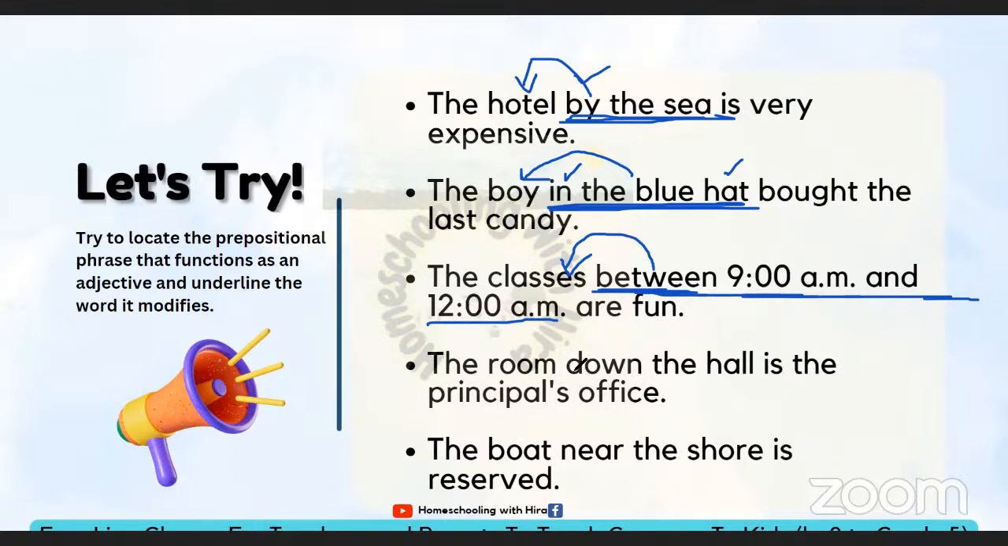The room down the hall. Down the hall is giving information about room. Adjectival phrase. The boat near the shore. Boat. Which boat? The one that is near the shore. The prepositional phrase will change into an adjectival phrase because it is giving us information about boat.